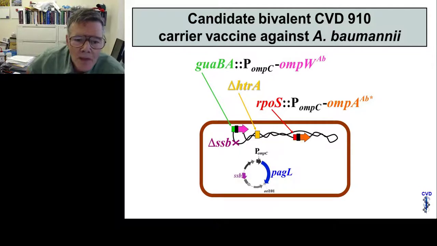Here's what our candidate bivalent CVD910 carrier vaccine against Baumannii might look like. We can integrate OMP-W into the guaBA locus. We can integrate OMP-A into the rpoS locus. If one of those was less immunogenic than the other, let's say OMP-W was less immunogenic, we could also integrate that into the htrA locus, and we would have PagL on an SSB stabilized plasmid.